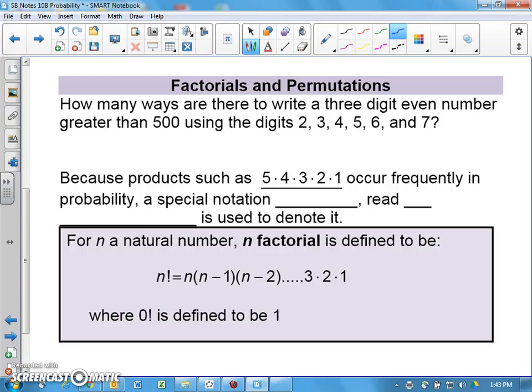Okay, so this says how many ways are there to write a 3-digit even number greater than 500 using those specific digits. So I need 3 digits. It has to be greater than 500, which means this first digit can only be a 5, 6, or 7, so I have 3 options. It has to be even, so to make it even, my last option would have to be 0, 2, 4, 6, or 8. But I'm only allowed to use these, so it would be 2, 4, or 6. So again, I only have 3 options.